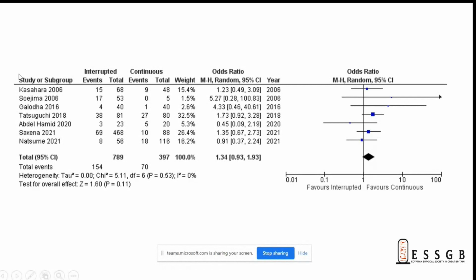So you can see easily that there are 1, 2, 3, 4, 5, 6, 7 studies included. You know what these numbers are? This is the total number of patients, all added together here. This is the total number of events, added together here.